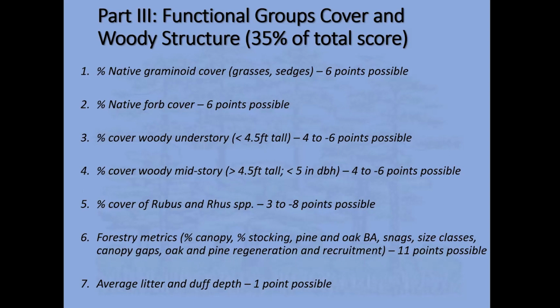A set of forestry metrics is also assessed. This is going to be canopy cover, percent stocking, pine and oak basal area, the presence of snags, and whether there is pine and oak regeneration in the unit. So this is another big driver of scores at 11 points possible. And litter and duff presence is also assessed.